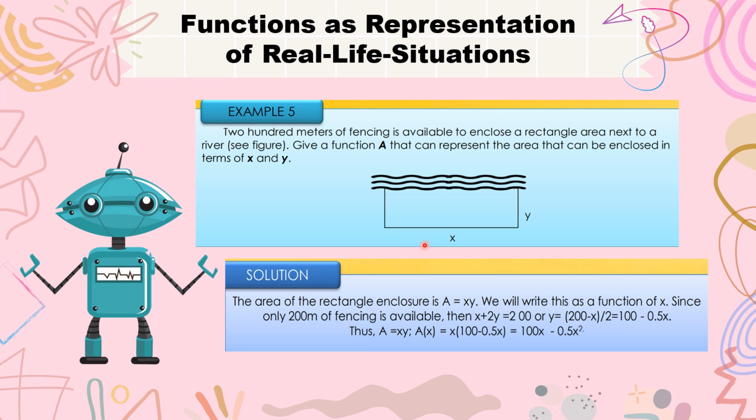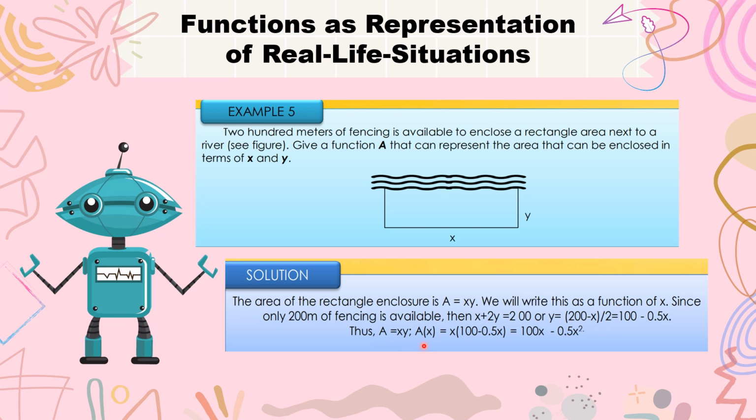We have only one X, so 1X or just X, plus two Y, so 2Y equals 200. Or, we write it as Y equals 200 minus X all over 2. So 200 divided by 2 is equal to 100, and negative 1x or x divided by 2 is negative 0.5x. Thus, area is equal to x times y.